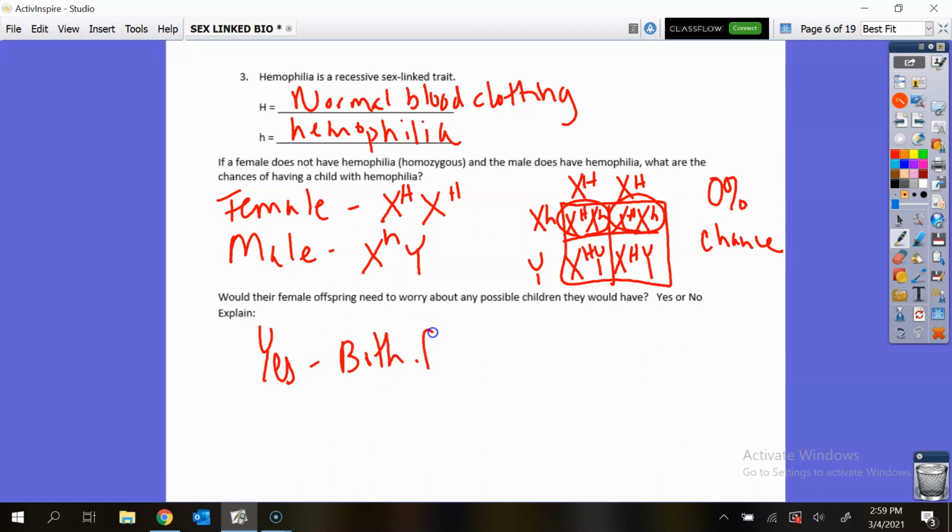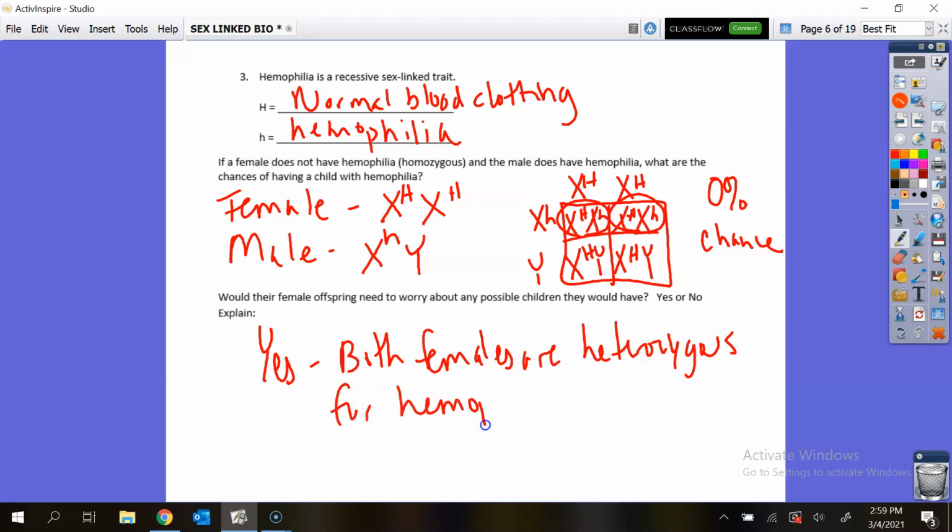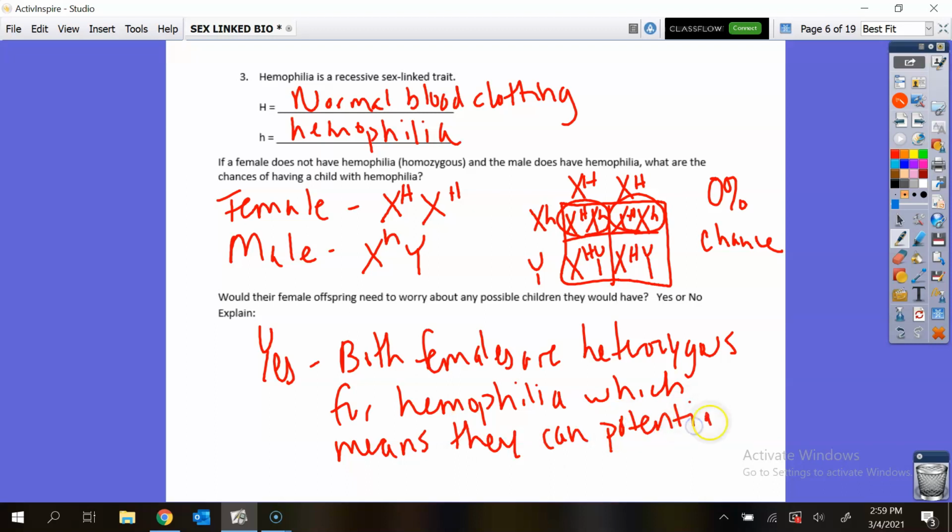Both females are heterozygous for hemophilia, which means they can potentially pass on the trait, okay, because they are carriers for it.